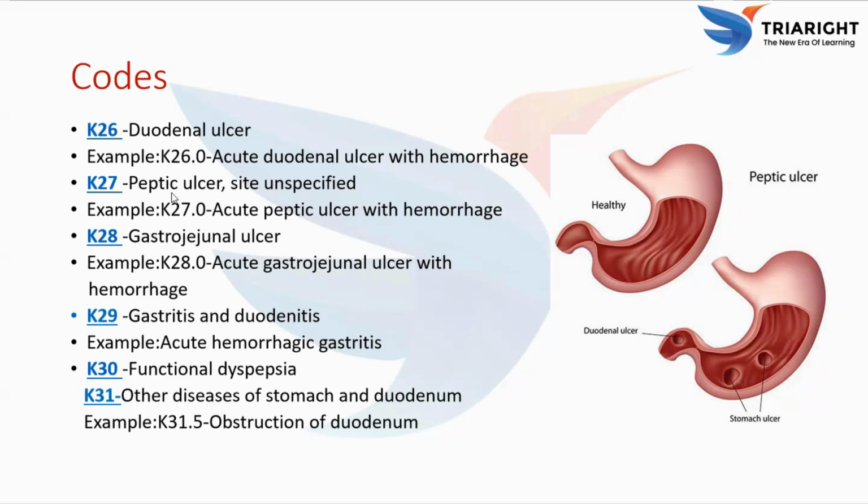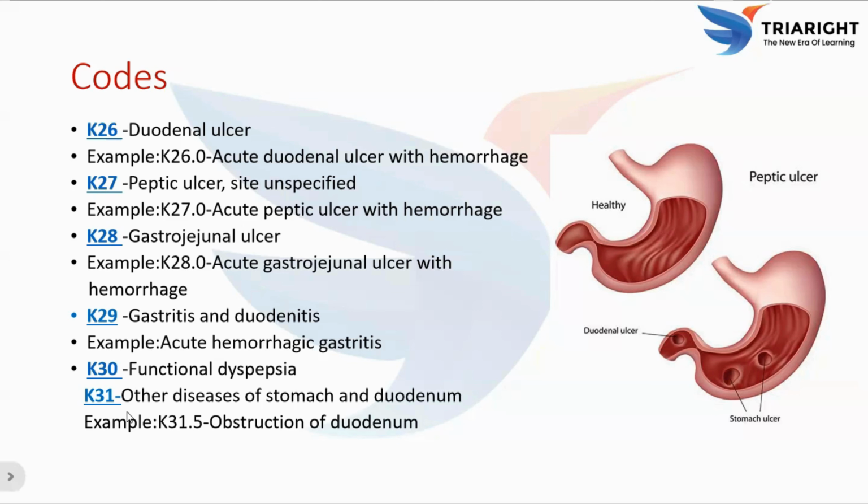So next, K30, functional dyspepsia. This refers to indigestion or upper abdominal discomfort without any identifiable structural cause. So what are the symptoms of functional dyspepsia? Bloating, nausea, early fullness after meals. So you can regularly feel a bloating-like sensation or nausea-like sensation after meals.